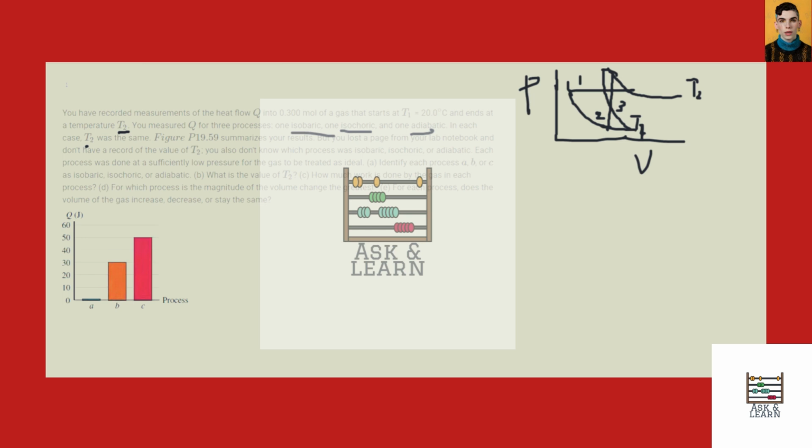So we know that for the adiabatic process, which is 3, Q is always 0. And if we look at this bar chart, we see that A has 0 Q. So this is QA, which means that A is adiabatic. And for the process B, we know QB is 30 joules.